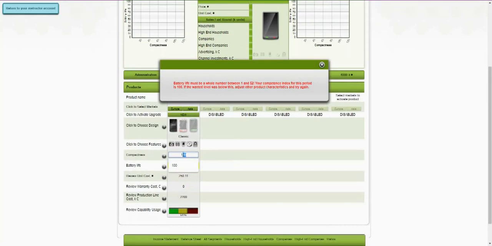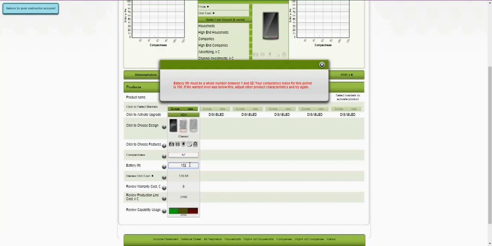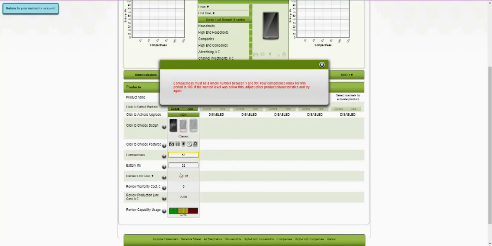So it says here battery life must be a whole number between 1 and 52 in this period. Because of how much research and development costs, there's only certain levels that you can achieve in here, and this is a scale. So 100% is the most. So 52 is the most that you can have. Oh, so it says, hang on, 99.